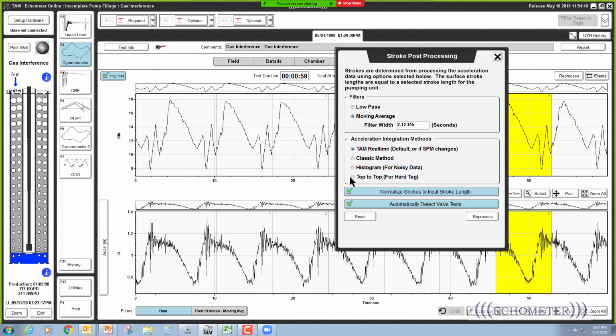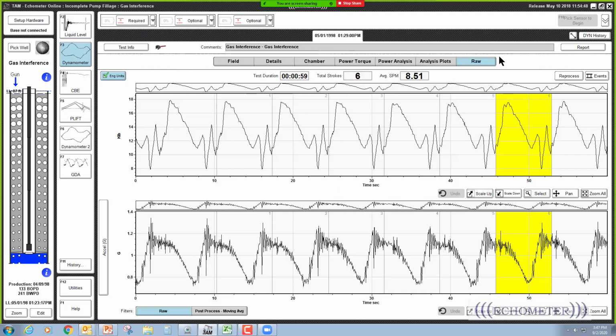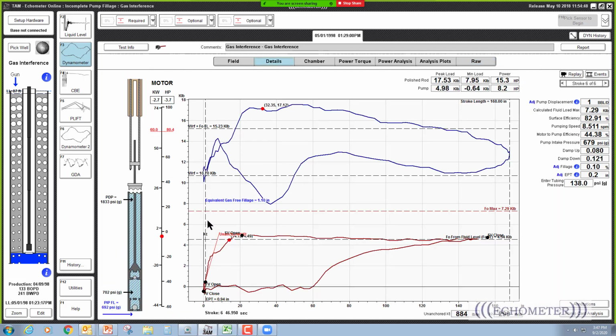So sometimes I use the reprocess top to top option to see if there's a tag at the bottom of the stroke, and that's how I often will use that. If I go to the details tab on this well, and I pull this line over to right about there, then the software puts this line here called the gas free pump fillage line.